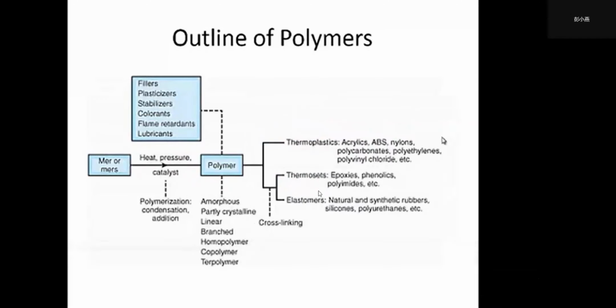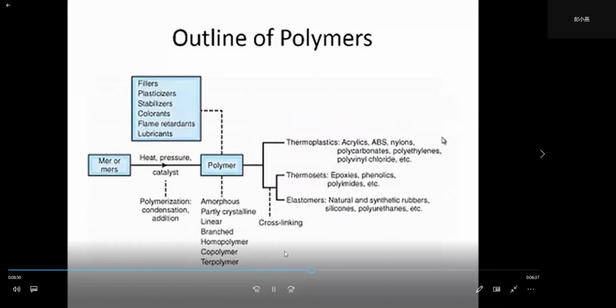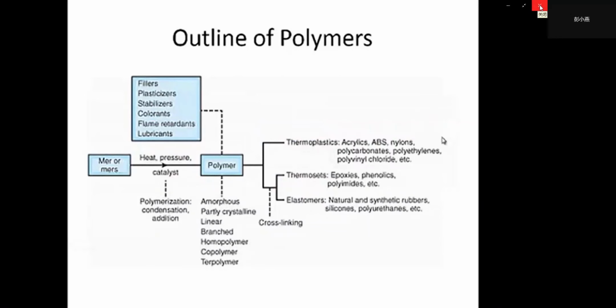This is the outline of polymers. Polymers are plastics. They are made of mers. After polymerization, it becomes polymers. So for polymers, we usually study the internal structure. The internal structure of polymers can be divided into amorphous and crystalline. Due to the different levels of cross-linking, polymers can be divided into thermoplastics, thermosets, and elastomers.